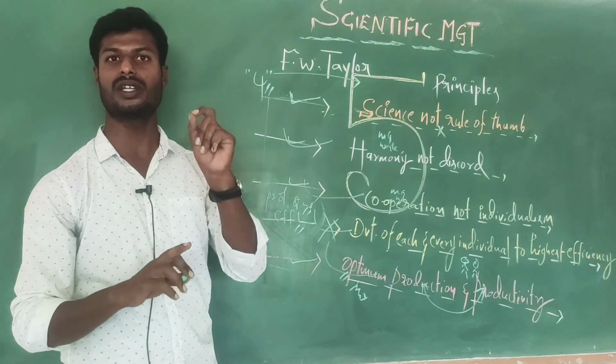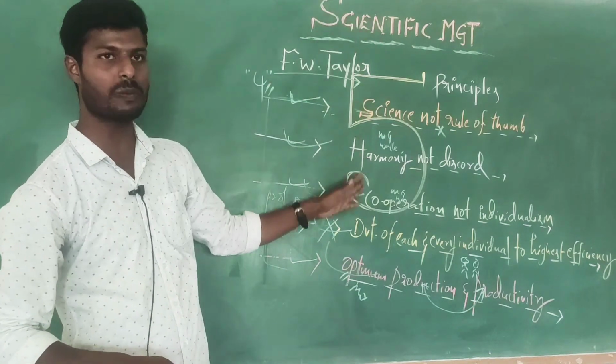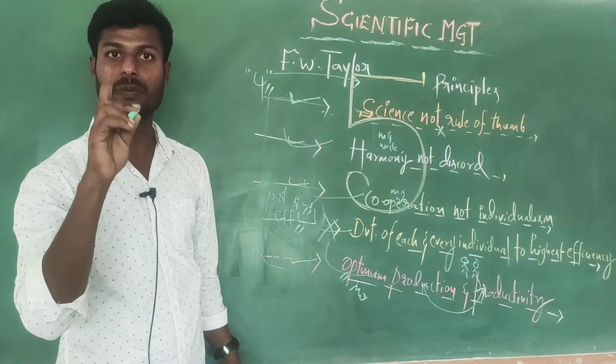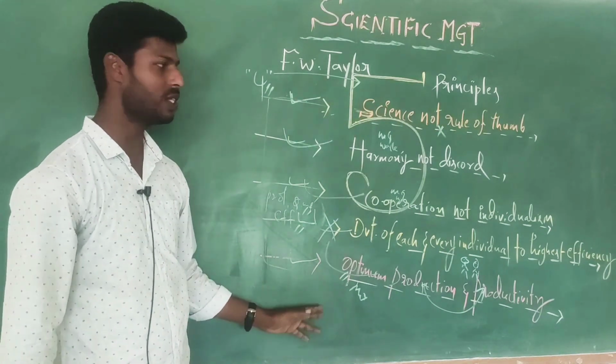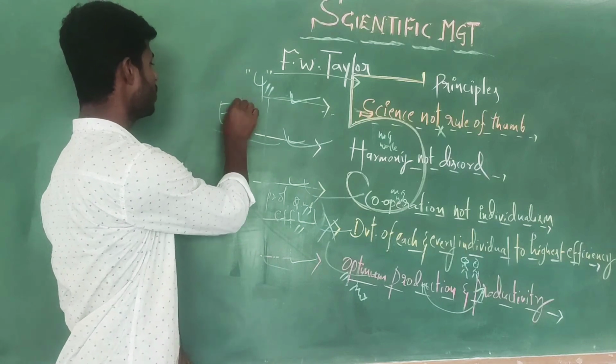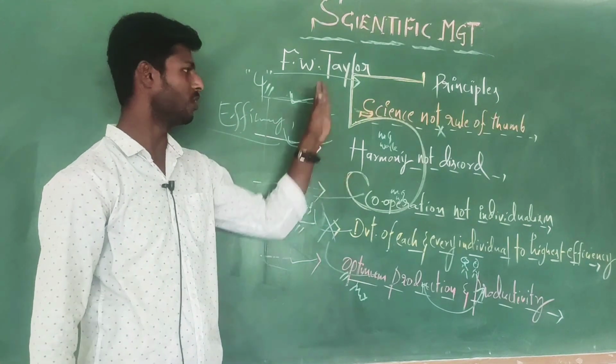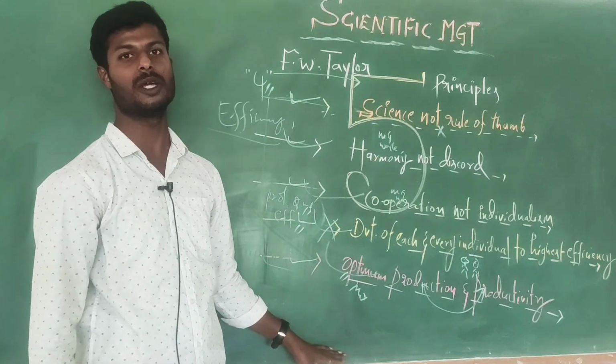What is the main objective of scientific management? What is the main motto? And what is the main reason behind these 5 principles? Increasing efficiency. Increasing efficiency in the organization. These 5 scientific principles are very important.